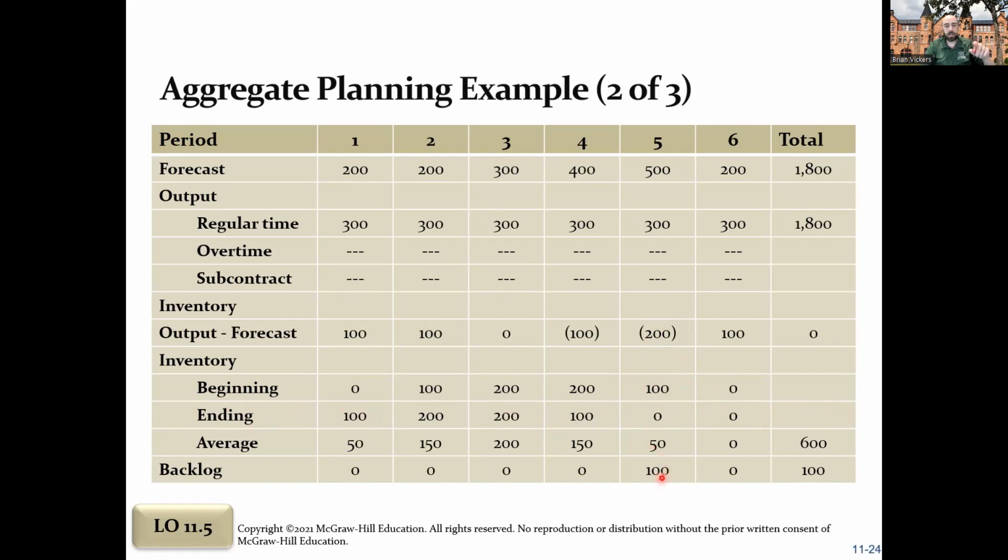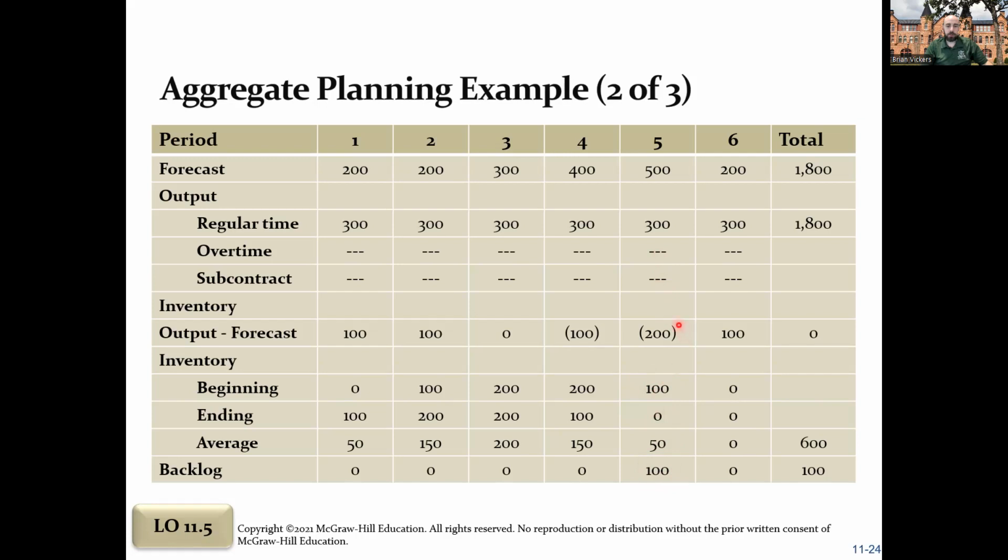If backlog's not allowed, then you have to find a way to produce enough units, pay overtime that period or subcontract out that period, hire workers that period. You have to cover it in order to make sure that your ending inventory is not negative. And if backlog's not allowed, you can't move it to backlog either. But in this case, backlog is allowed in this example. In your problem set, I don't recall, I believe backlog might not be allowed in that problem set. So you'll have to check on that.